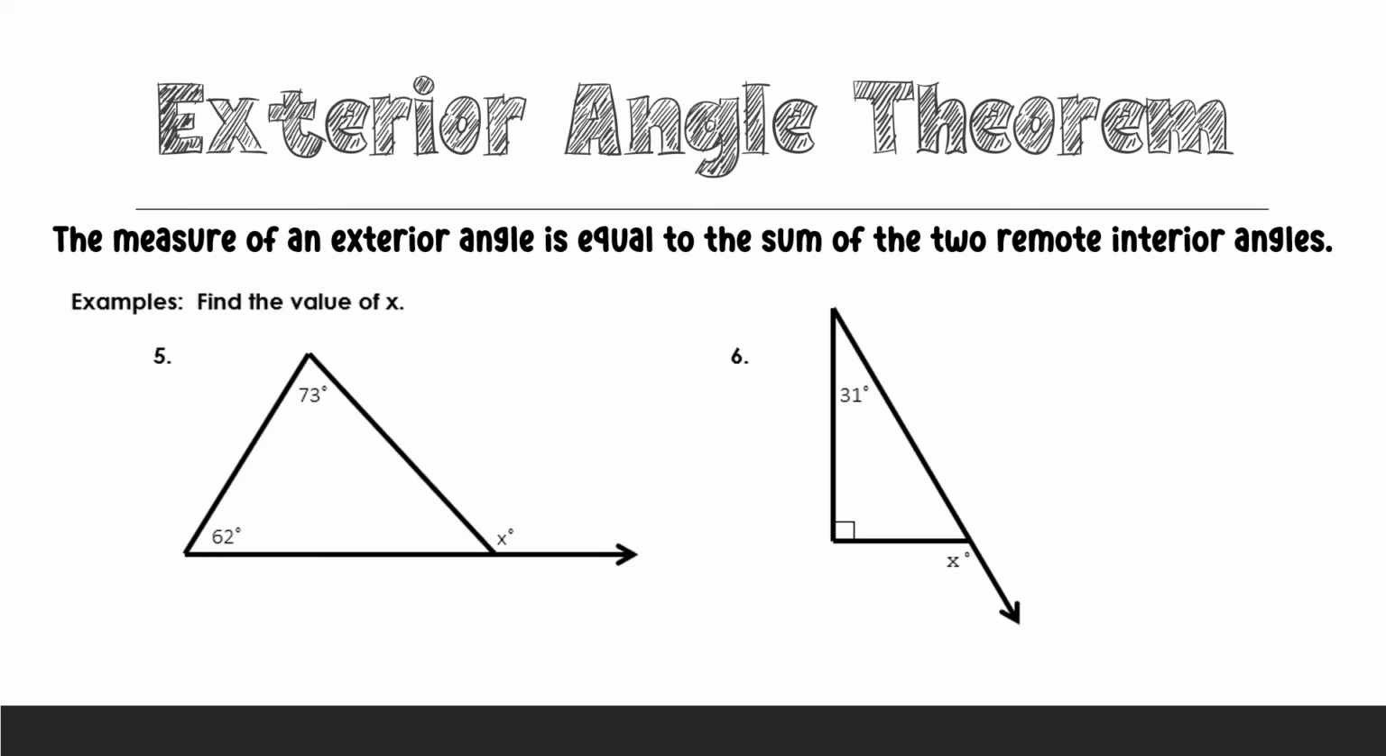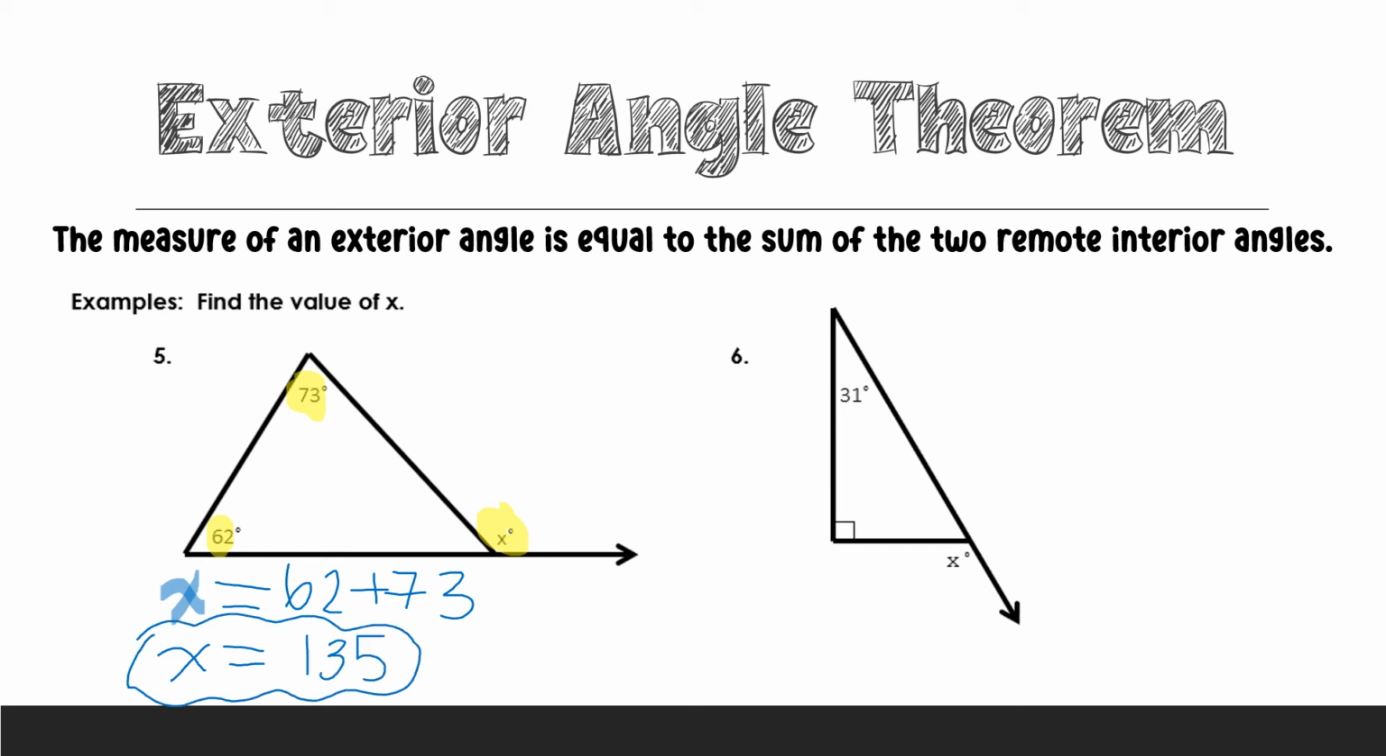So just a few examples of making sure that we understand how to use the exterior angle theorem. So in example 5, our exterior angle is x, and it is equal to the sum of those two remote interior angles. So again, exterior angle, remote interior angles are the angles that do not touch that angle. So that would be 62 and 73. So if I add 62 and 73, that would equal 135. So that would be a 135-degree angle.